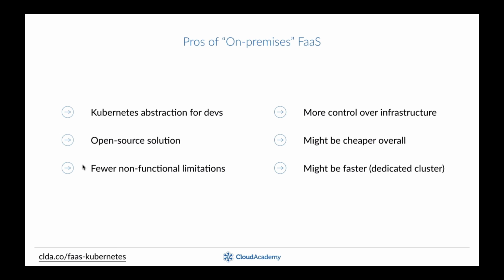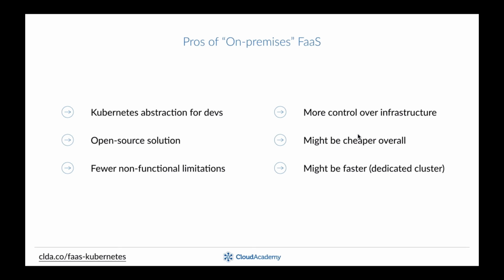So if you have your own and you control the infrastructure, and you decide my functions can run forever and ever, or my functions can have as much RAM as they need, or my functions can do whatever I want, basically, you have full control over your function as a service. This is a big pro, I think.